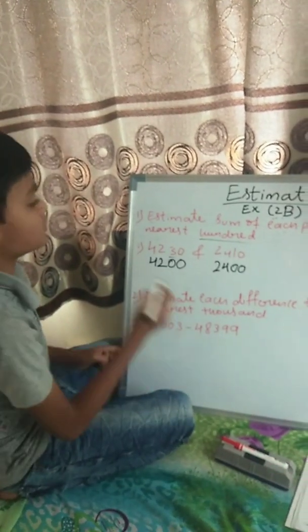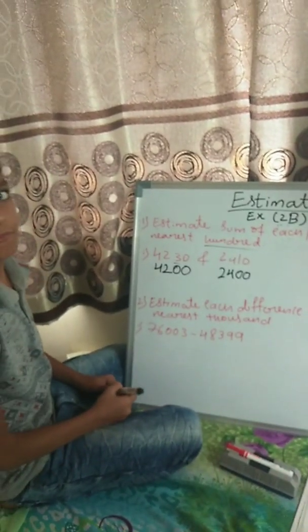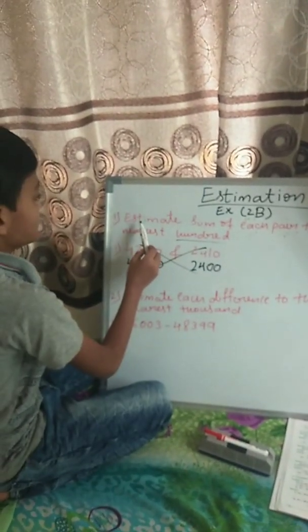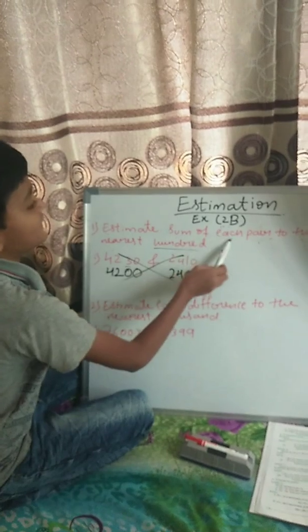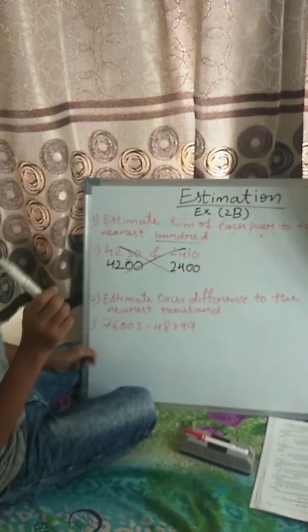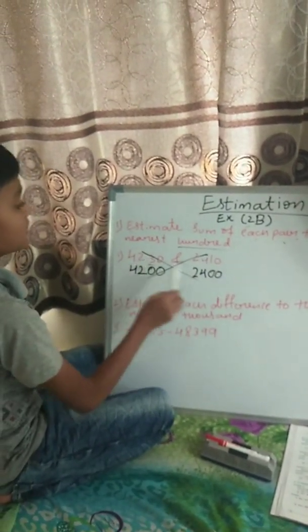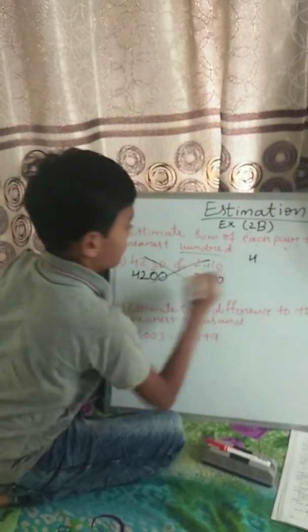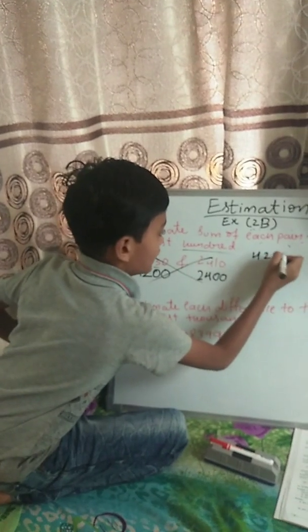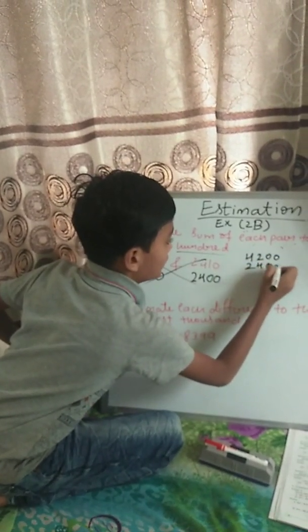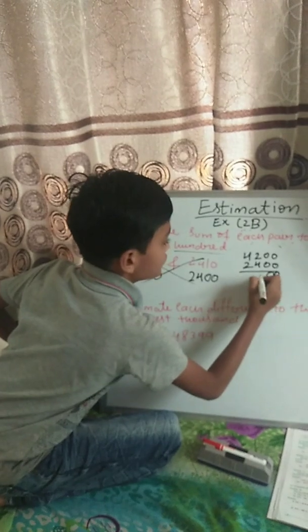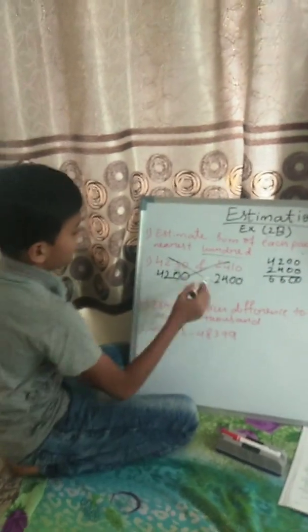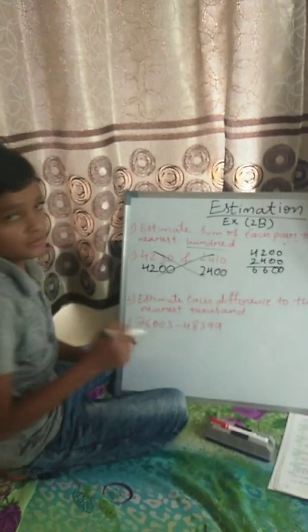Okay, we have to move on to the next question now. No, before that, look here. This is wrong. The question is estimate the sum of each pair to the nearest 100. It means we have to estimate it and then add. So here we have to add these both numbers, that is 4,200 and 2,400. 0 and 0, and 6 and 6. So this is the correct answer, but not this. So 6,600 is the final answer.